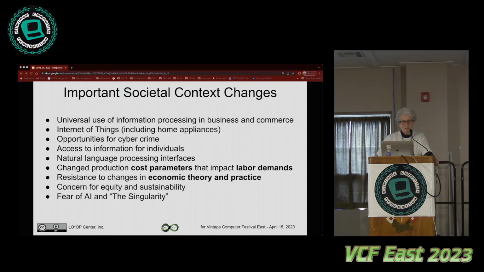Then another issue that we need to deal with is our fear of AI and the singularity, and are the robots going to take over? I'm going to say more about that in a minute, but I think the short answer is that's a projection. Humans are really mean to each other, and we're projecting that an artificial intelligence or a silicon-based life or consciousness would be just as mean as we are.